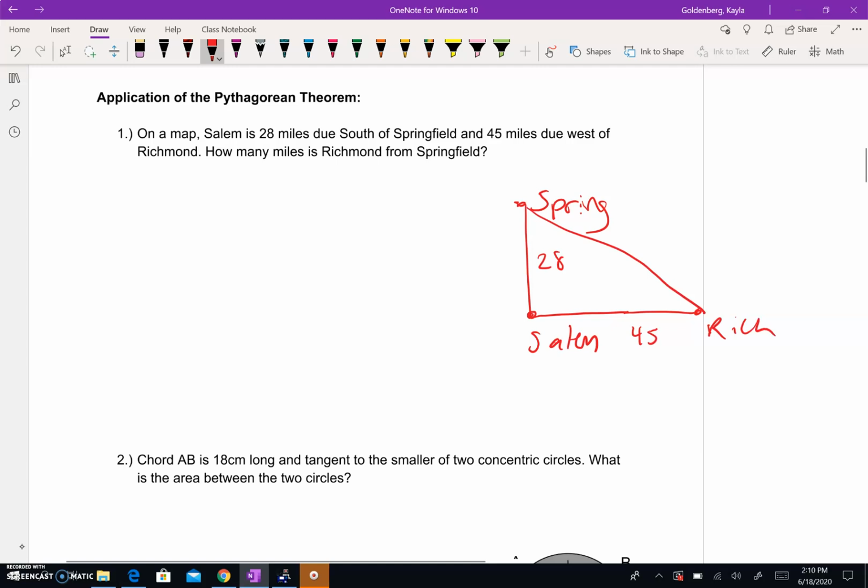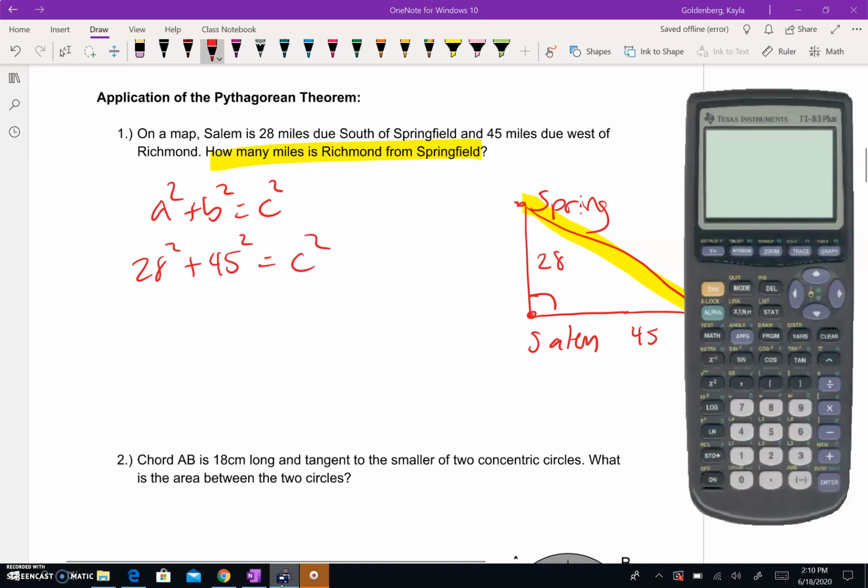Okay, and so notice we make a right triangle. And then they ask us, how many miles is Richmond from Springfield? So we're looking for the hypotenuse. So using a squared plus b squared equals c squared, my a is 28, my b is 45. We're going to solve on the calculator.